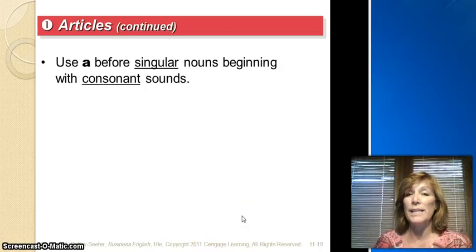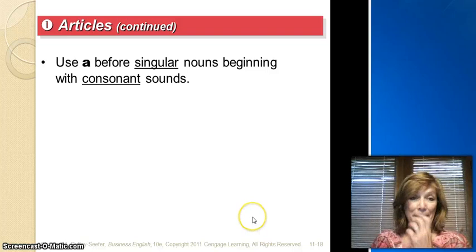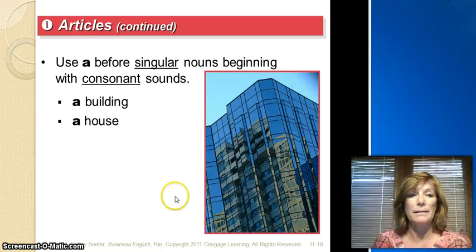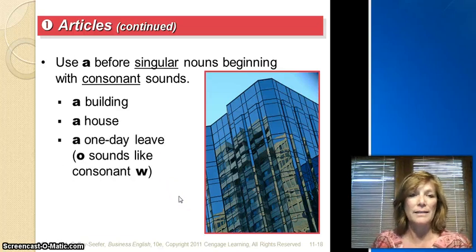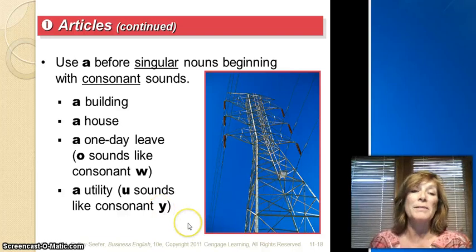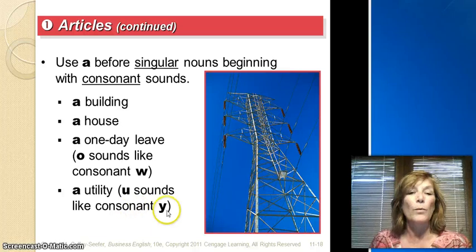We use a before singular nouns beginning with consonant sounds. Sometimes vowels sound like consonants in some words. A building, a house, there's our H sound. A one-day event, this O in one sounds like W, so we use the article a before that. And a utility, U sounds like the consonant Y. I remember when I was in grade school, our vowels were A, E, I, O, U, and sometimes Y. Well, that's not necessarily so anymore. Y is actually considered a consonant now.